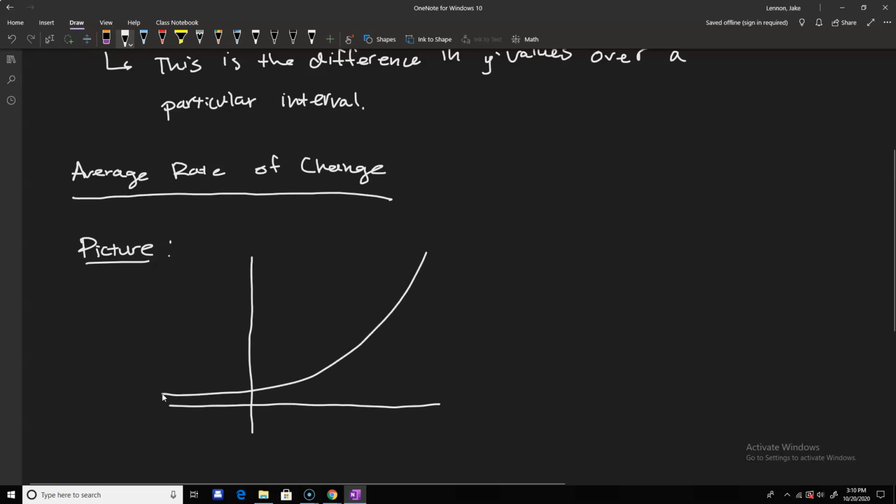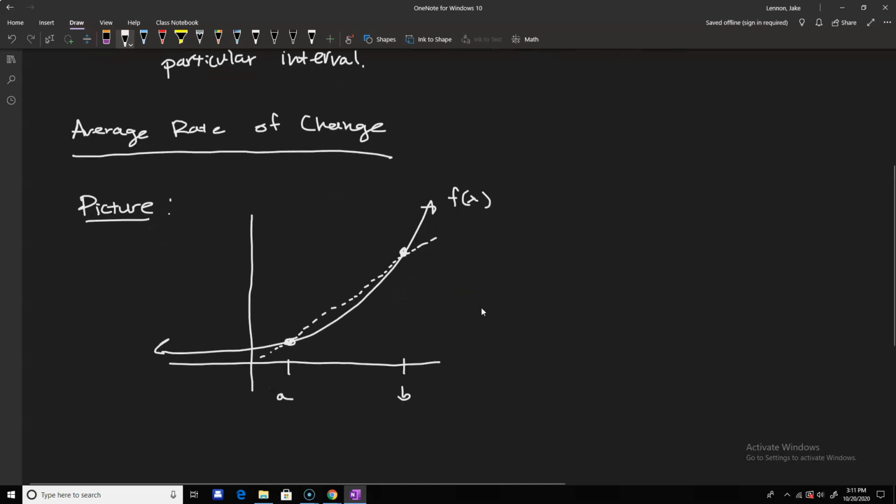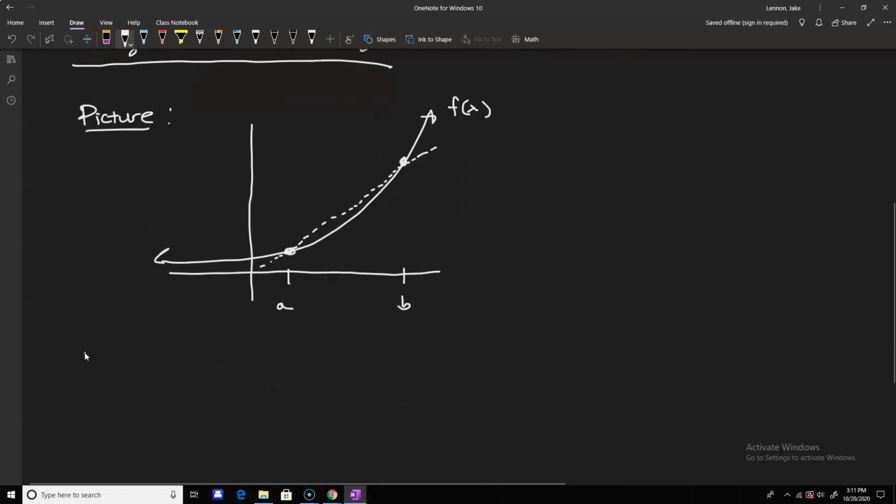Maybe we have something like this. This is our f of x. And maybe we have some interval starting at, say, a here and finishing at b. Then it's not a line, but over a small region you might say, well, it behaves pretty close to a line. A line might approximate it. That's a pretty bad line, but you get the idea. So this dotted line is known as the secant line. And the average rate of change is just the slope of that dotted line.